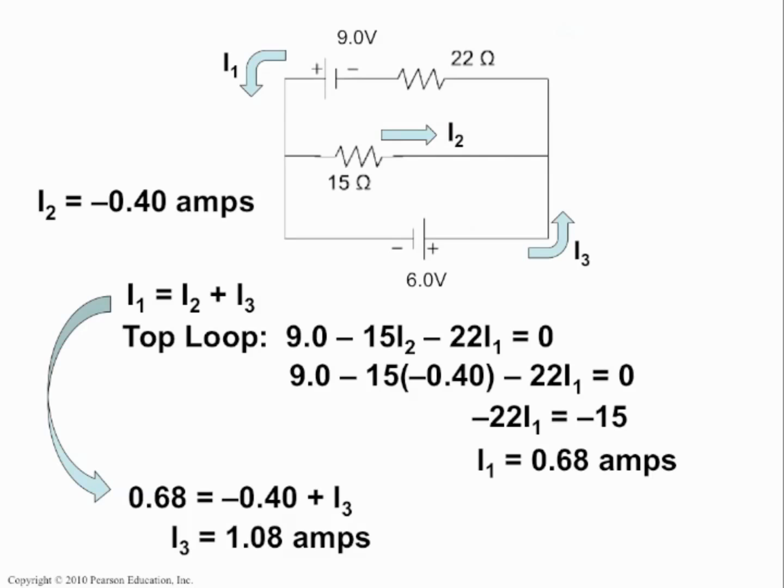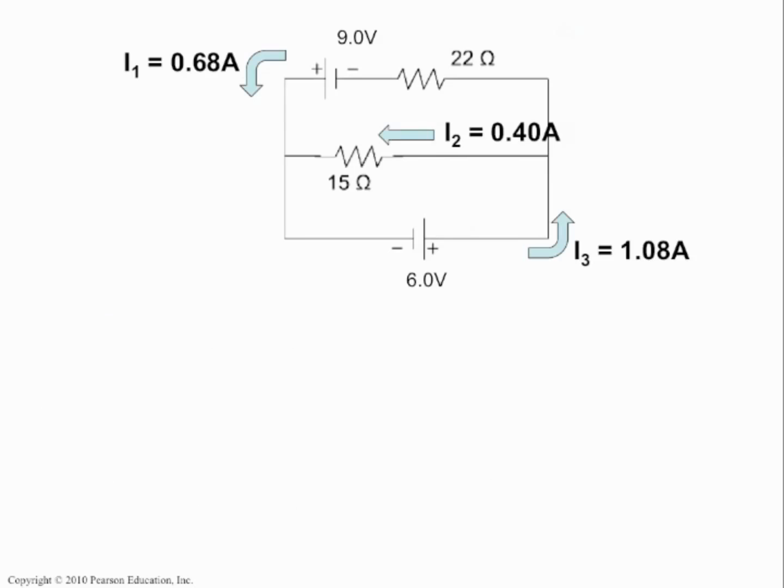And so now we found all three currents using Kirchhoff's rules. We used the junction rule and the loop rule. And so we have them labeled here. I1 equals 0.68 amps. I2 equals 0.40 amps. Notice what I did there. I wrote it as positive, but changed the arrow sign because now this is the way the current actually flows, the conventional current. And finally, I3 equals 1.08 amps.